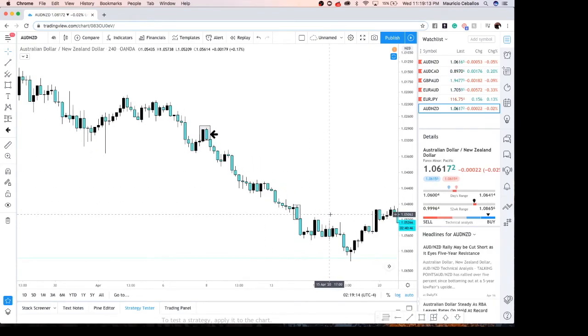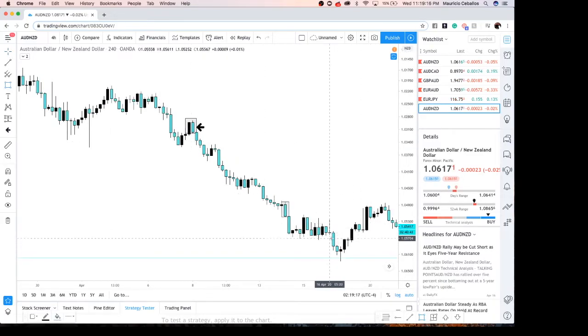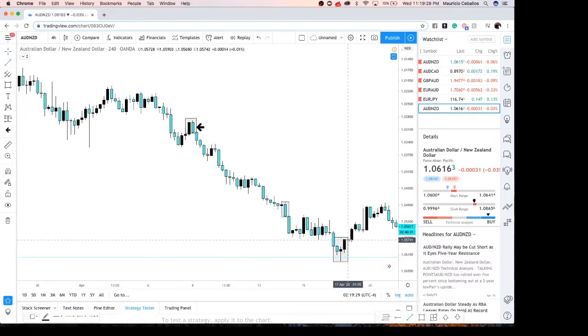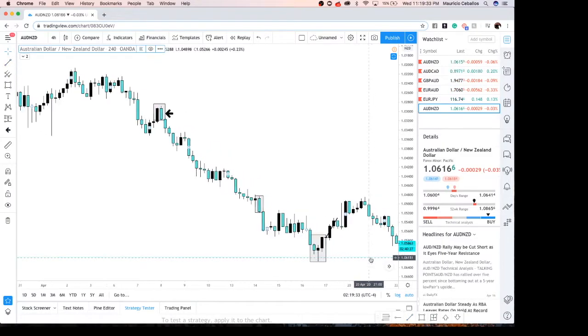Coming down over here, what do we spot? We spot a morning star. Okay, a morning star. When we're able to identify this, you can see that this leads us to bullish price action. Okay, leading us to bullish price action.